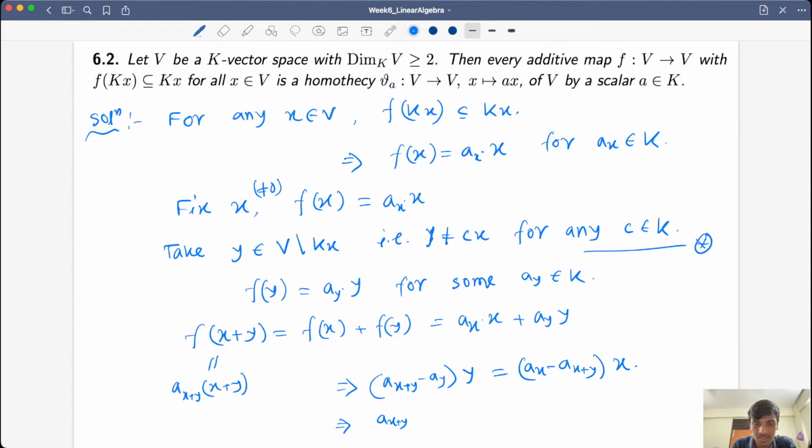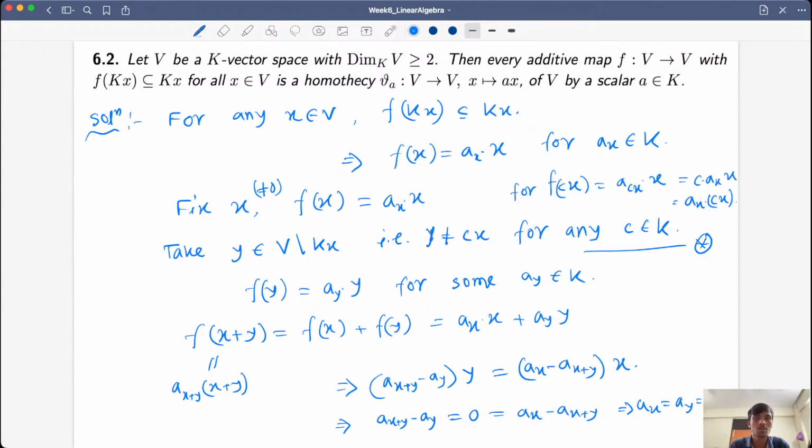So that means that ax minus ay equals 0, equal to x minus a(x plus y). So that means that ax equals ay equals a(x plus y). So that's what we wanted to show, that for any x and y I have ax equal to ay. I fixed x and varied y over the remaining thing. So hence this is true for all the elements of v.